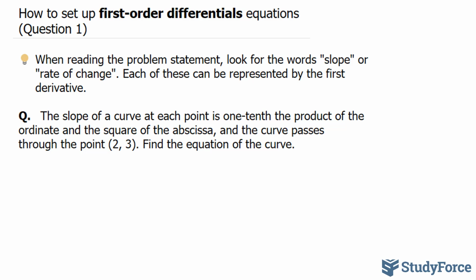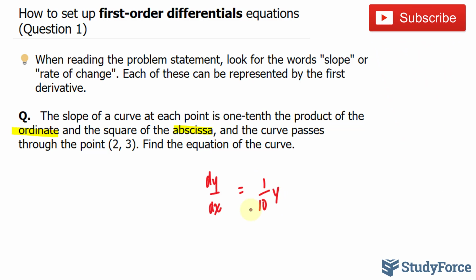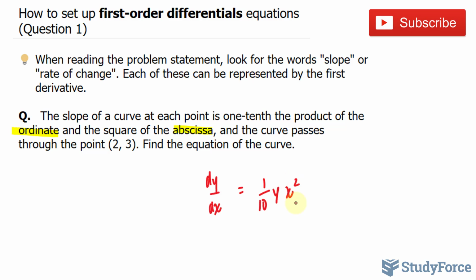So we're introduced to a couple of words here, ordinate and abscissa. Ordinate is the generic word for the y-coordinate, and abscissa is the generic word for the x-coordinate, or the horizontal axis. We're told that the slope of the curve at each point is 1/10 the product of the ordinate and the square of the abscissa. We'll represent slope by dy over dx, and that is 1/10 of y and the square of x. The curve passes through the point 2 and 3, so we will be finding a particular solution here.